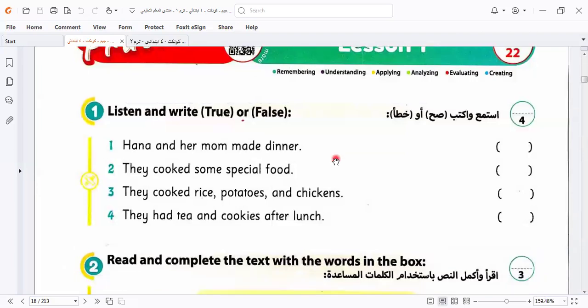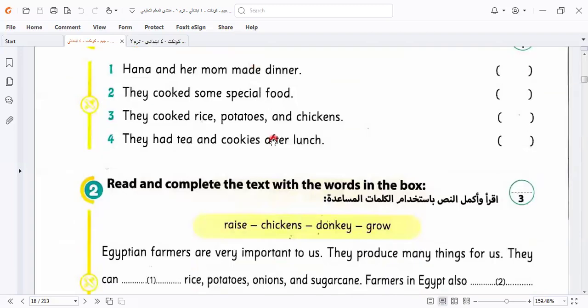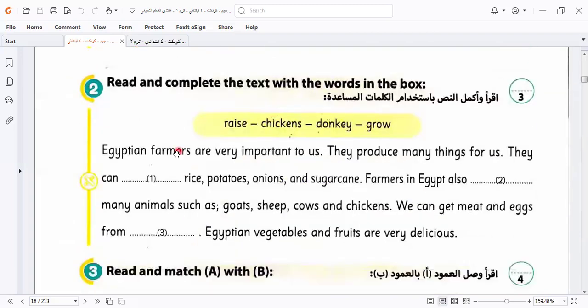Here we have "Listen, Hannah," and this is according to the lesson. Okay, here we have: Egyptian farmers are very important to us. They produce many things for us. They can grow rice, potatoes, onions, and sugar cane. As we know, when we talk about crops, what do I use? I use grow. So here it will be "can grow".